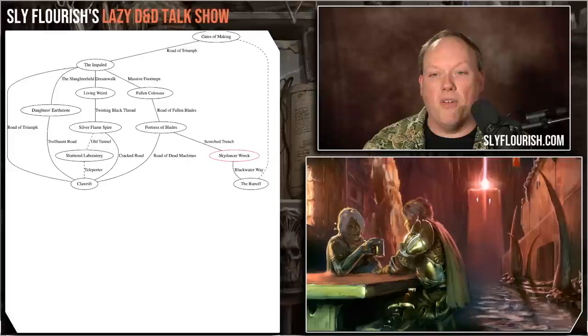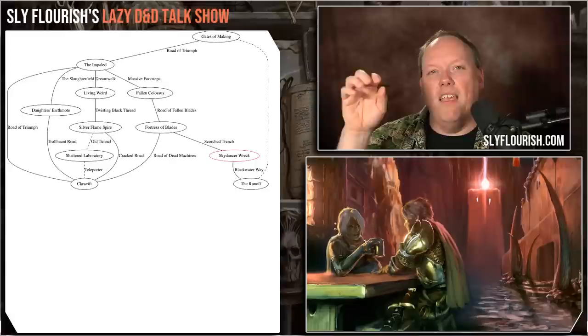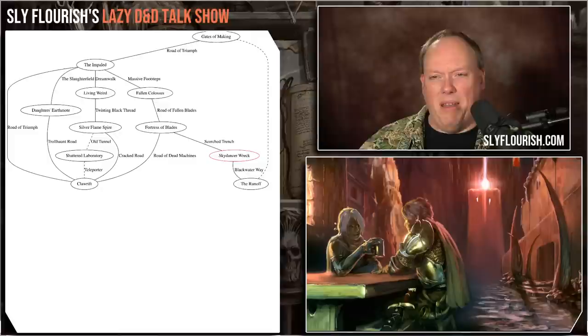You have the road of triumph, the cracked road, the twisted black thread. These are all different ways that the players can navigate this city that they're traveling through. This is kind of a fancy way to do it. You can really just take a piece of paper and draw it. But again, what do you see? Asymmetric design, secret paths, loopbacks, all the same kind of stuff.